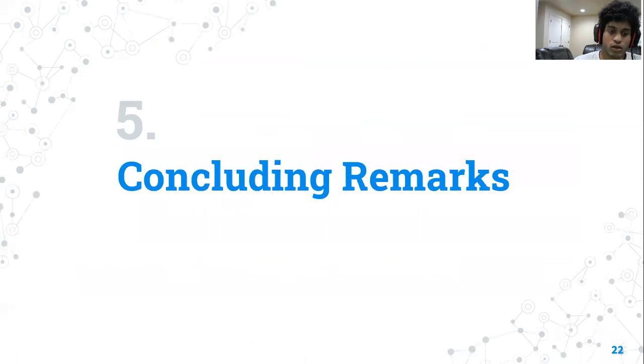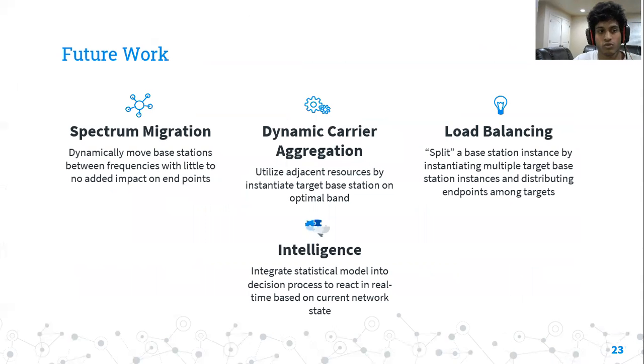And so here are some concluding remarks. For future work, spectrum migration is a big one, such that we can move the base station to a new band. In our work, we just move the base station to a new position. Another thing would be dynamic carrier aggregation, so you spin up a new target base station that has carrier aggregation enabled to maximize the resources for the UE.